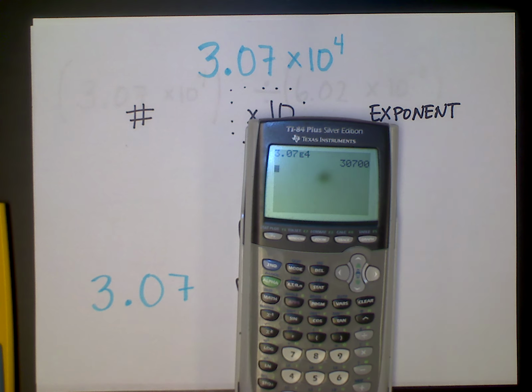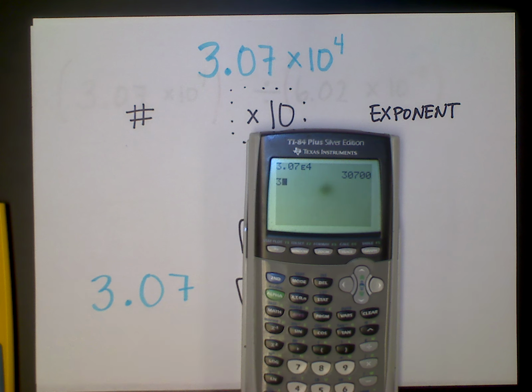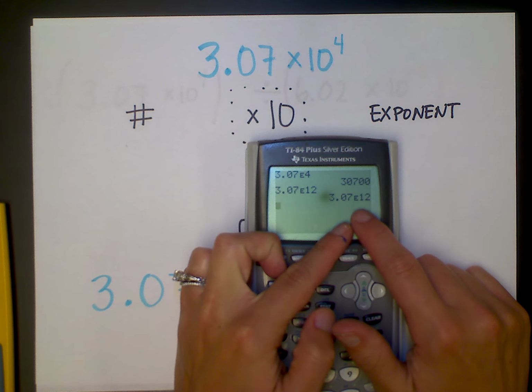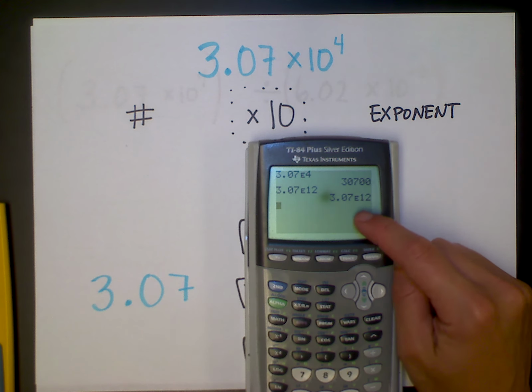A lot of times you'll see that on your calculator, it'll actually come out differently. Here, if I do 3.07 times 10 to the 12, it's going to spit the answer back to me with an E in it. That's because it can't fit the whole thing in there. That E just means times 10 to that power.